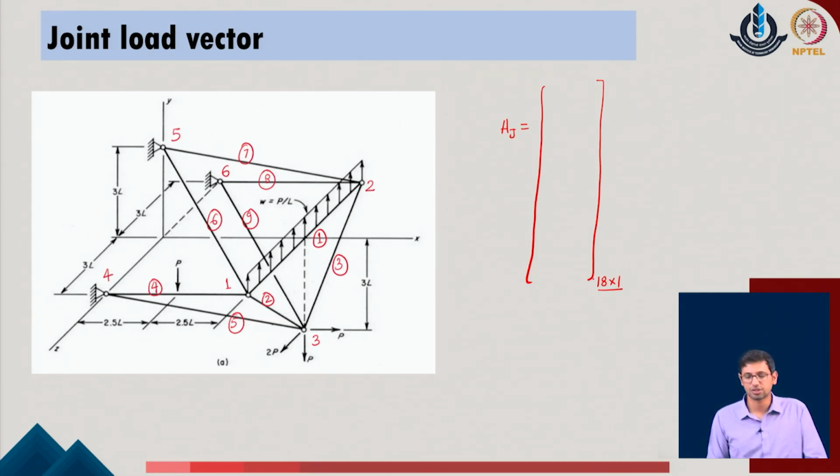So, there are a total of 18 possibilities of the joint forces which are possible. Out of that, we realize that only at joint 3 there are joint forces which are active directly. So, at the position of joint 3's degrees of freedom, which are 7, 8 and 9, we put the values of these forces, and all the rest of the values will be 0 in the given system.